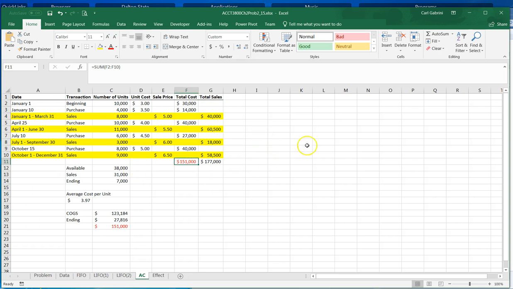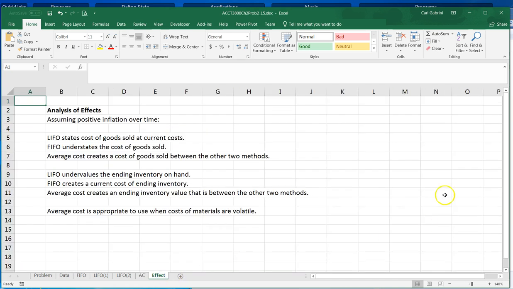This can also be done using the perpetual system, and you have to continually update and recalculate the averages as you go throughout the year. They didn't ask you to do that, but they could have. So let's look at the effects.